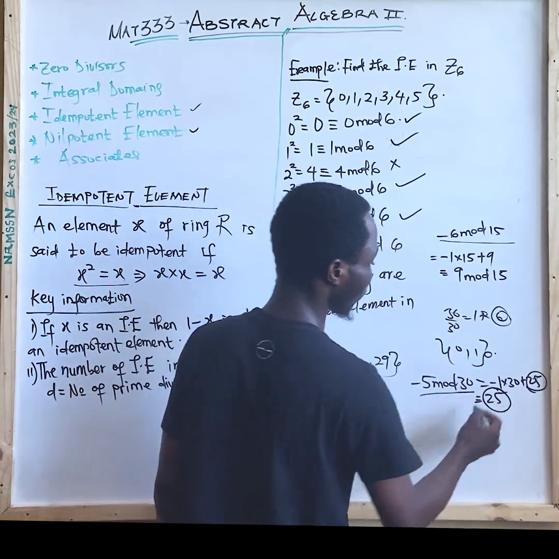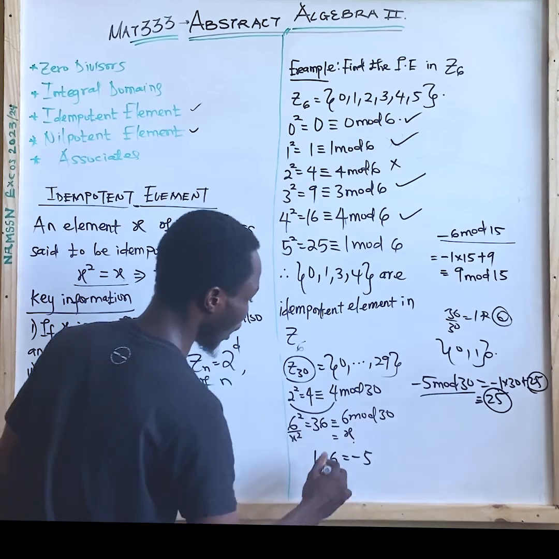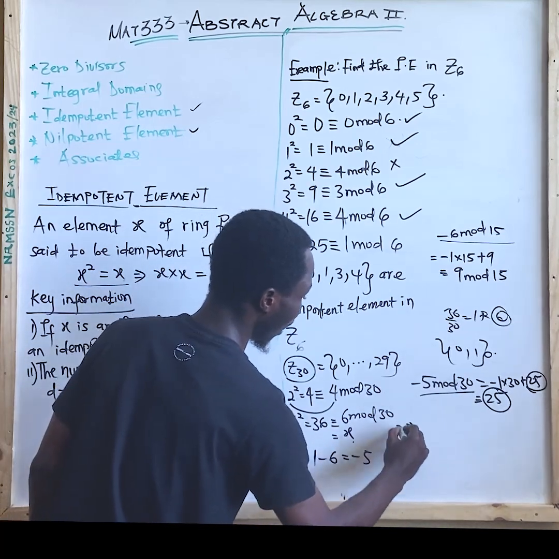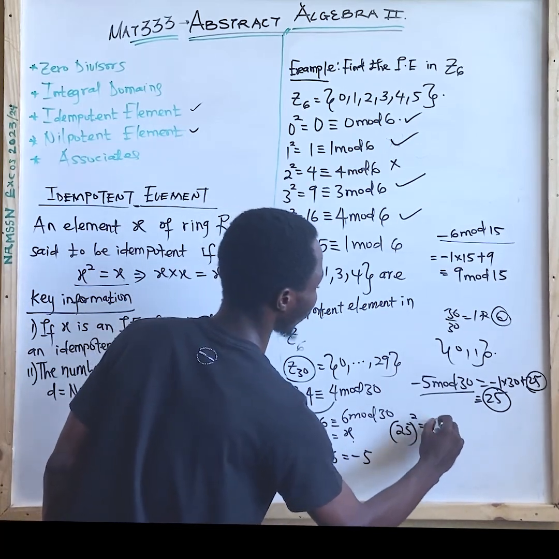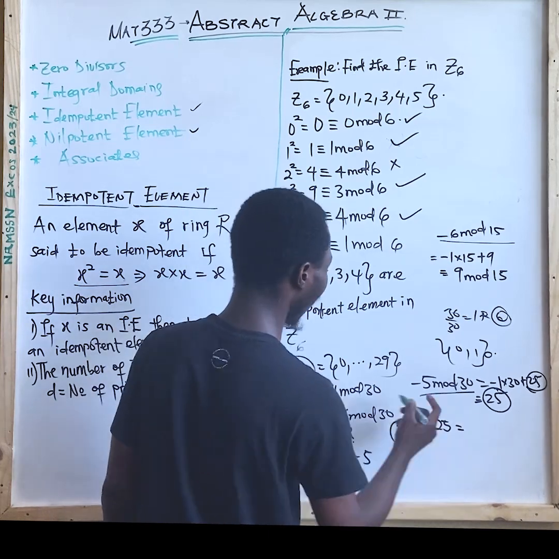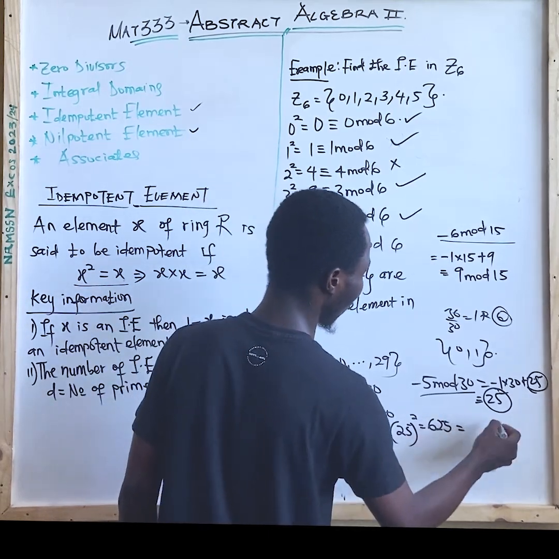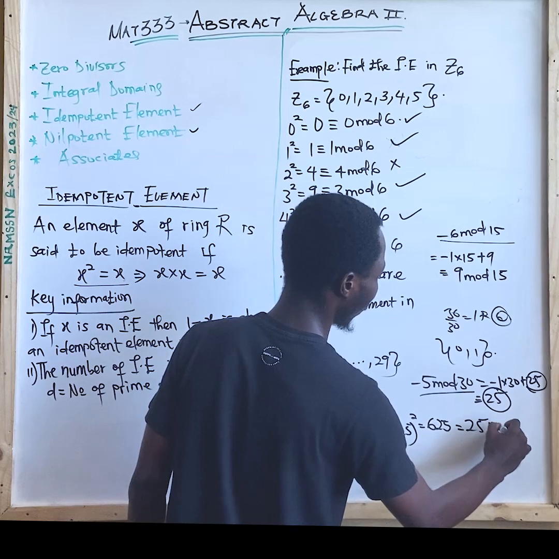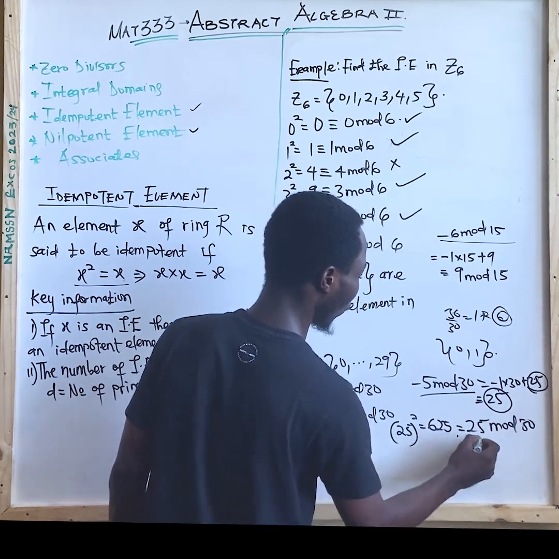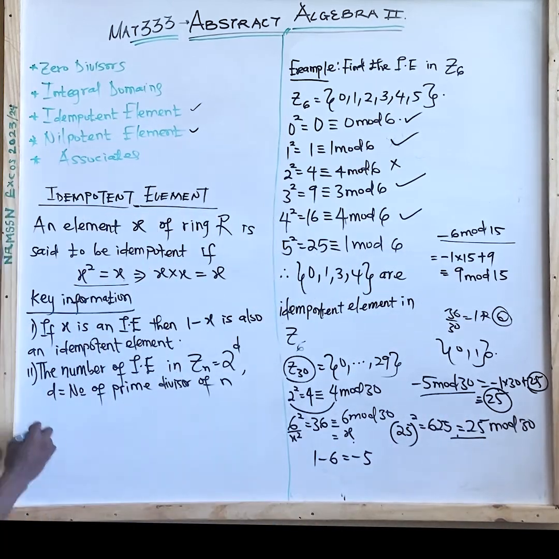So this 25 here is an idempotent element. 25 raised to power 2 is 625. 625 in mod 30, that's 30 remainder 25. So 25 mod 30. So 25 is an idempotent element. So I think I've gotten 0, 1, 6, 25.